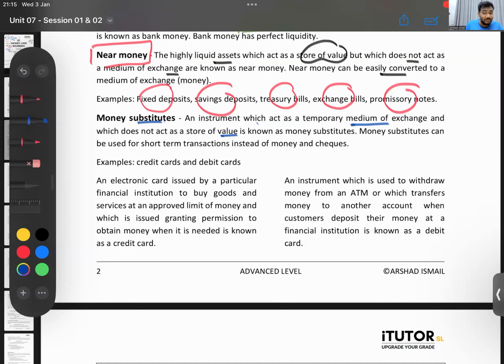Bitcoins and all will come, right? So what are these money substitutes? Things like credit cards and debit cards. Credit cards and debit cards are considered as money substitutes. I'm hoping you all know the difference between a credit and a debit card.